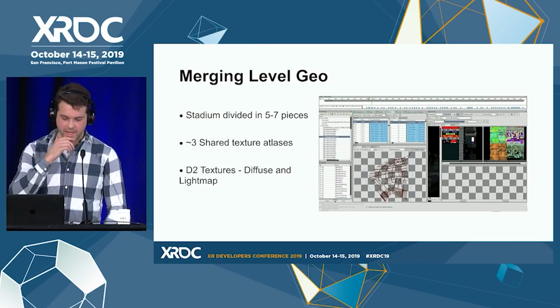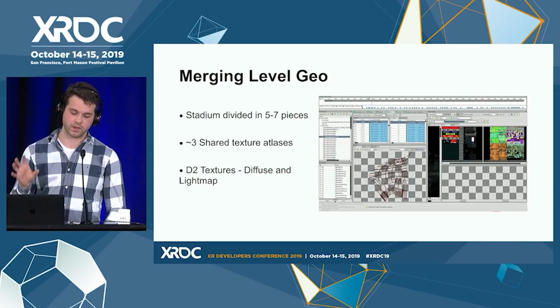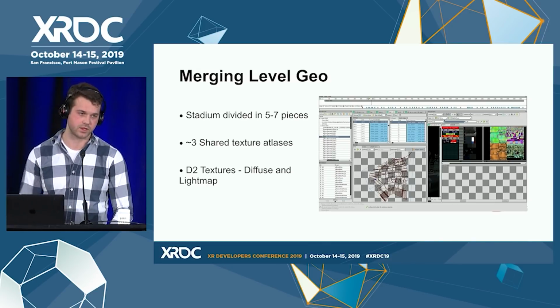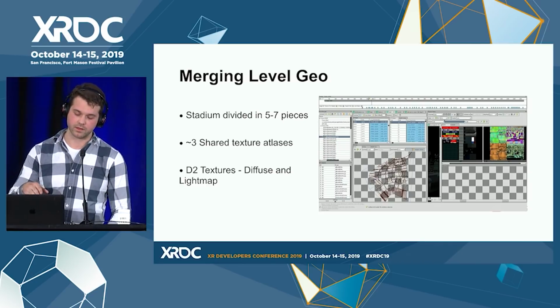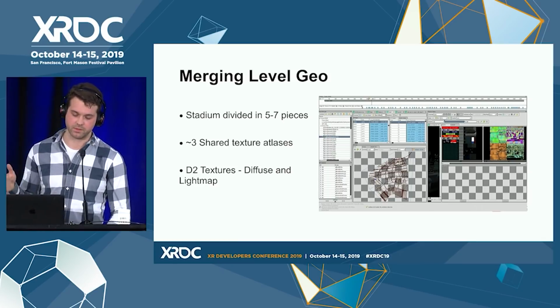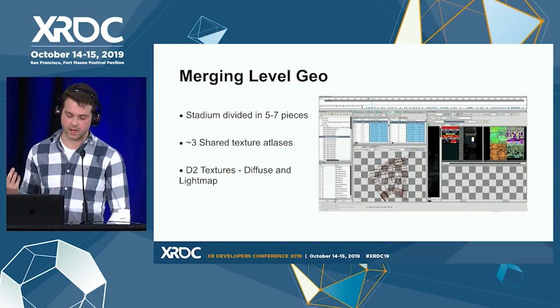This is a capture of RenderDoc of part of the scene in Creed. This is actually a stadium piece. You can see how we merged this one stadium piece all the way from the floor to the ceiling. We divided the stadium between 5 to 7 pieces, and we used 3 shared texture atlases.